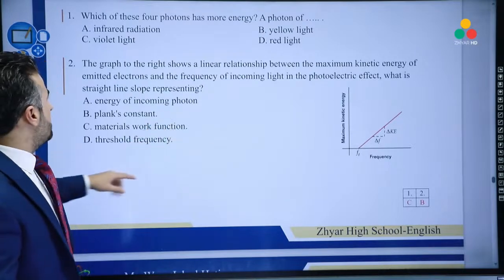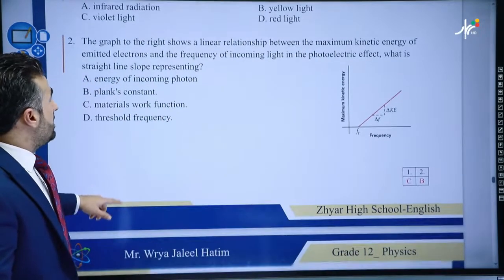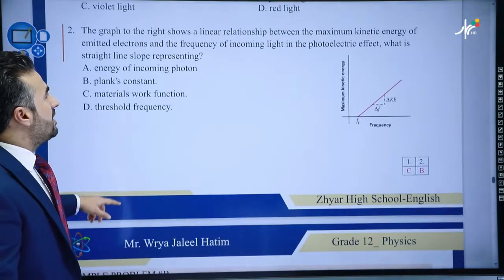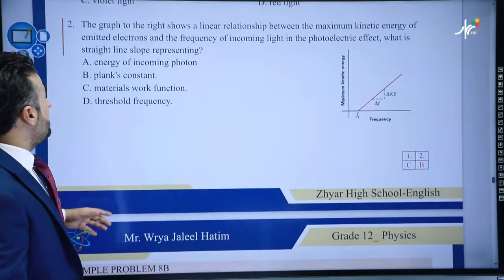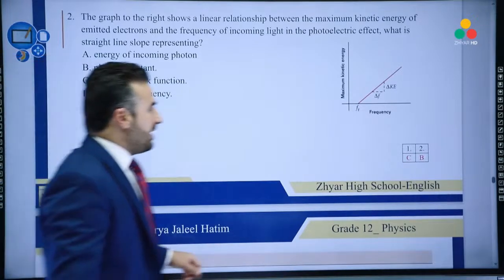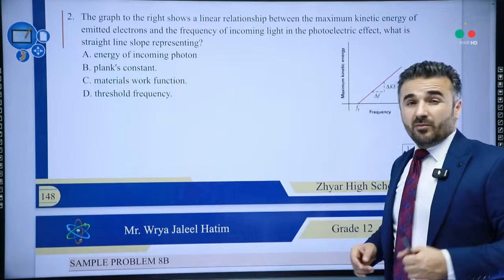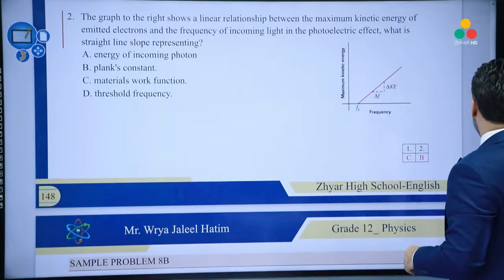maximum kinetic energy, the energy of the emitted electrons, and the frequency of the incoming light in the photoelectric effect. What is the straight line slope representing here? We can say the slope of this straight line, if you remember, represents the Planck's constant.